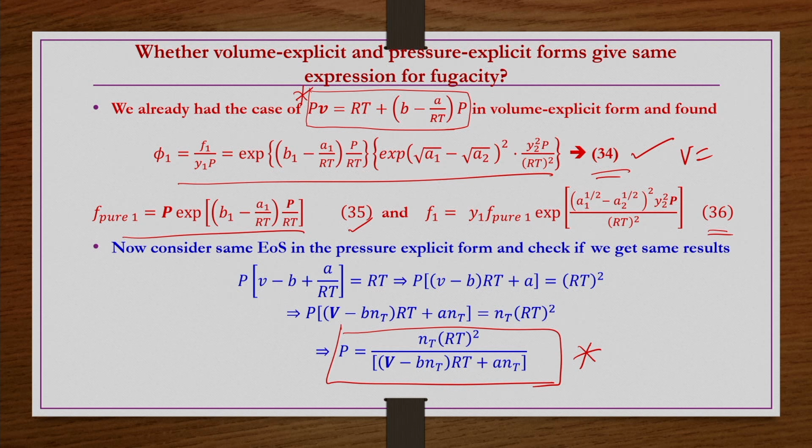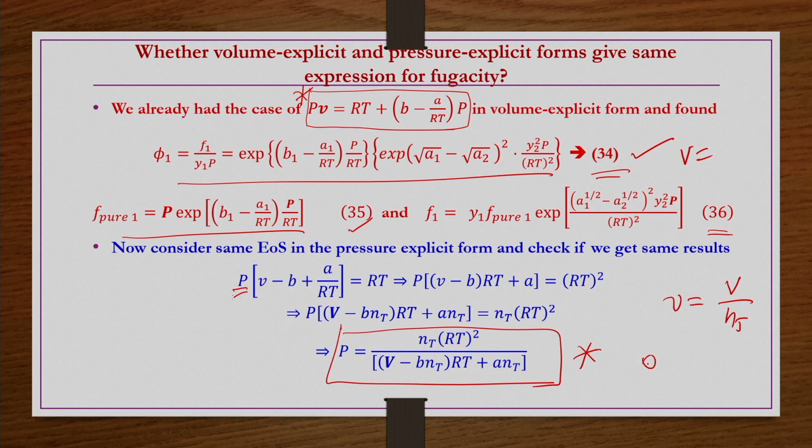So, this PV equals RT plus B minus A by RT times P, this expression if I write in pressure explicit form, this is what I get. What I have done, this B minus A by RT P term I have taken to the left hand side and P I have taken common. Then I have done the LCM and rearranged it, P on one side and all other terms on the other side. Also, in place of molar volume small v, I have written capital V by NT, right.